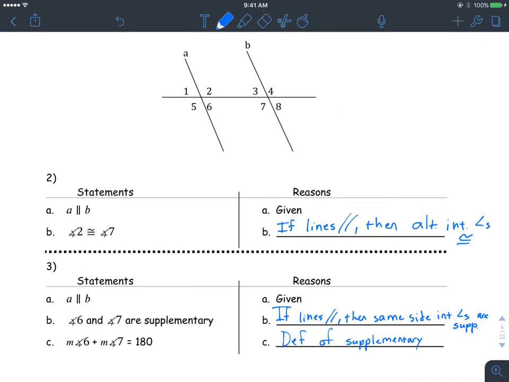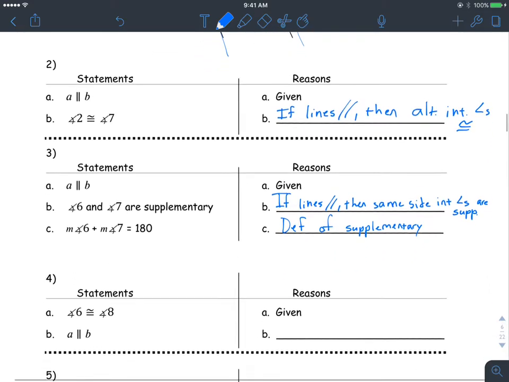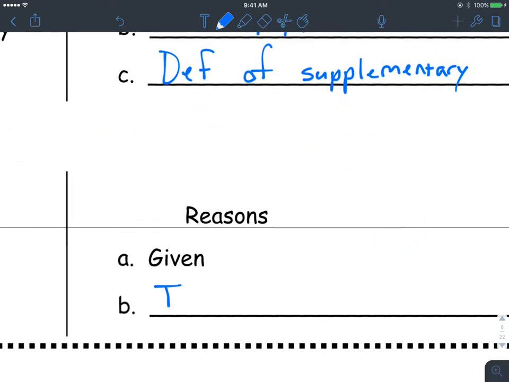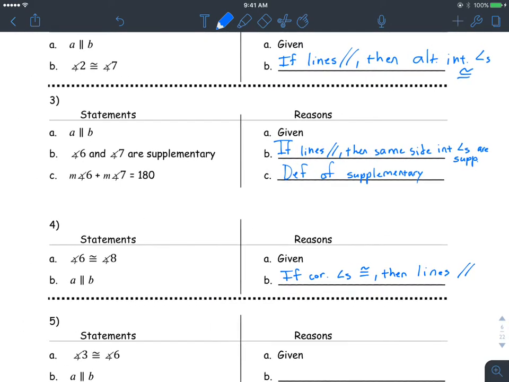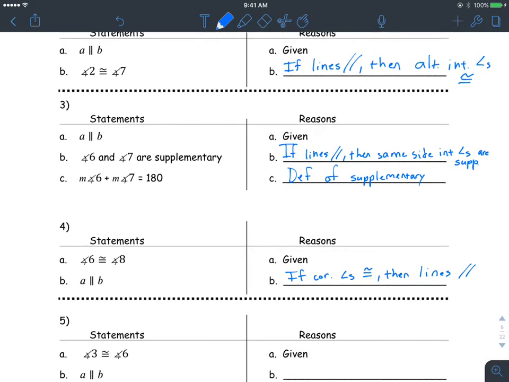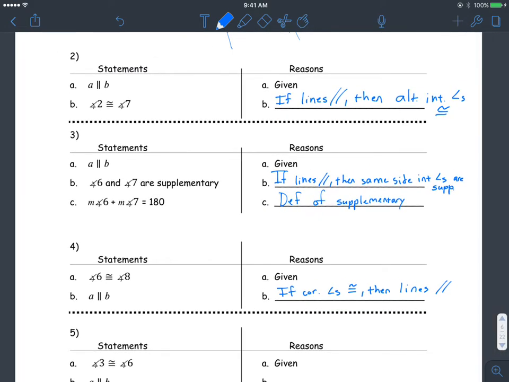So now we're saying 6 is congruent to 8. So we're starting out with that, and since they are touching two lines that are cut by a transversal, we're going to say if corresponding angles are congruent, then the lines are parallel. And that's how you write it. So you basically swap everything around. It's the converse of what we have been doing there.